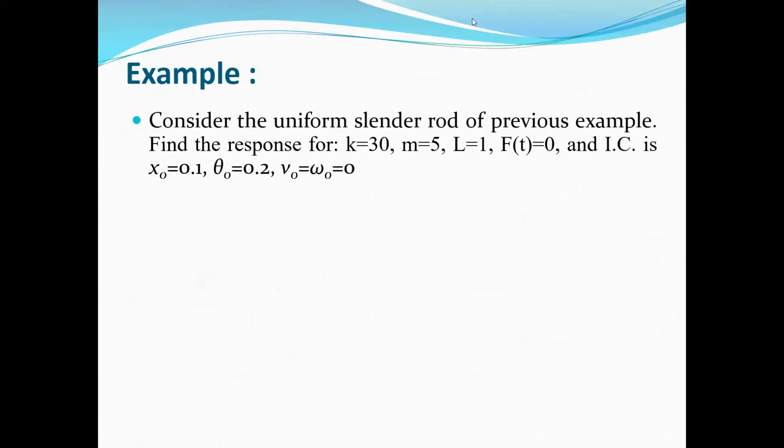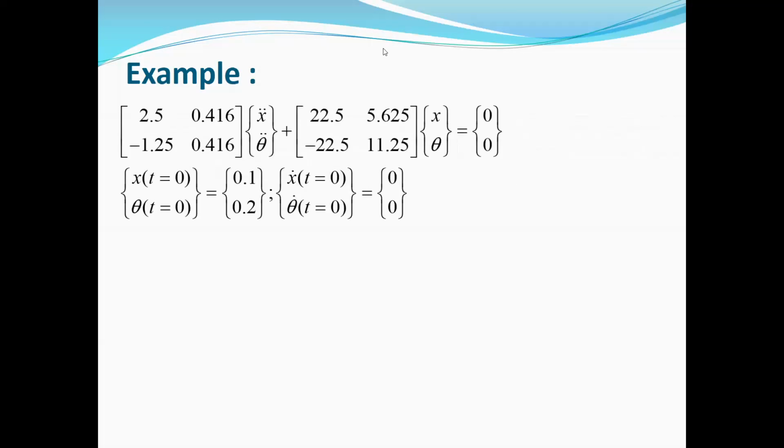So we need to substitute these numerical values. K is 30, the mass is 5, L is equal to 1, the external force is 0 because we want to obtain the free vibration response, and the initial conditions are considered. The initial displacement x is 0.1, the initial rotation theta is 0.2, and the initial translational and angular velocities are equal to 0. So for these values, we can substitute and extract the matrix form of the equation of motion.